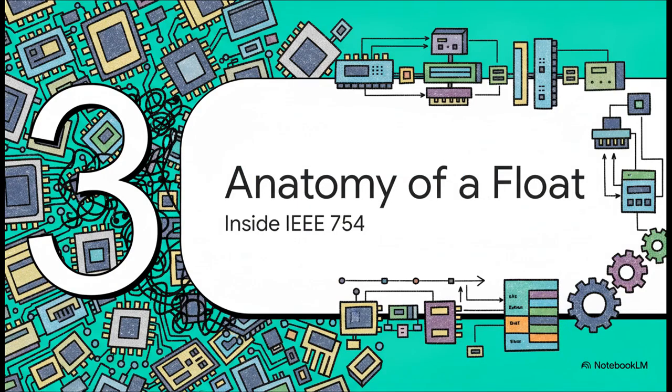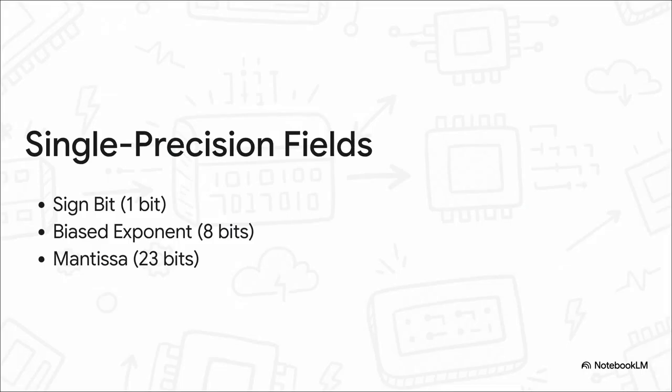Let's look a little closer in part 3, Anatomy of a Float. Back in the 1970s, different CPU manufacturers handled floating points in completely different ways, which created an absolute nightmare for software developers. So in 1985, the IEEE 754 standard was introduced to make everything interoperable.